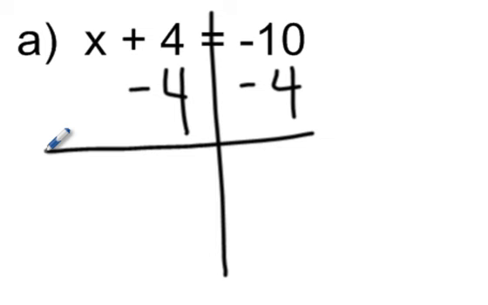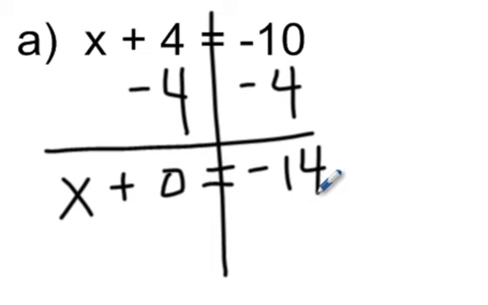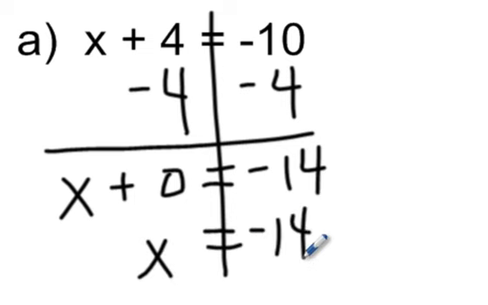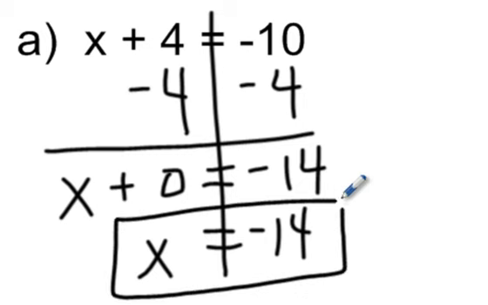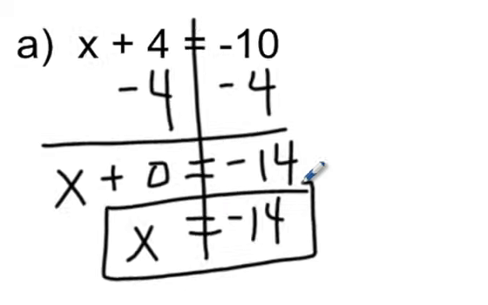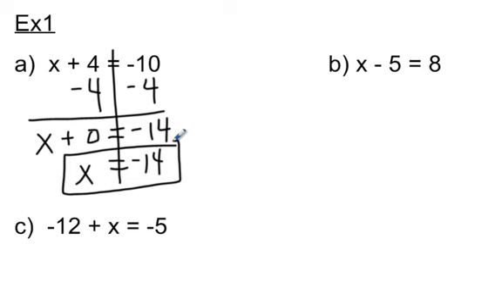X plus 0 is simply x. The x comes down here. And I have a plus 4 and a minus 4, or 4 minus 4, which is 0. Now, for most of you, do you have to put the 0 there? No. However, at this point, I am putting it down just so we reinforce that 4 and a negative 4 is 0. We get x plus 0, that's just x, and we get x is negative 14. Fairly straightforward.